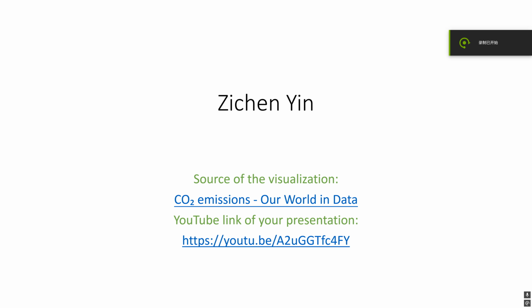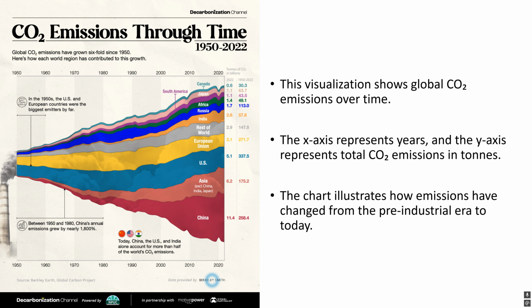Today, I will present a visualization from Our World in Data about global CO2 emissions. The visualization shows global CO2 emissions over time. The x-axis represents year, and the y-axis represents total CO2 emissions in tons. It helps us understand how emissions have changed from the pre-industrial era to today.